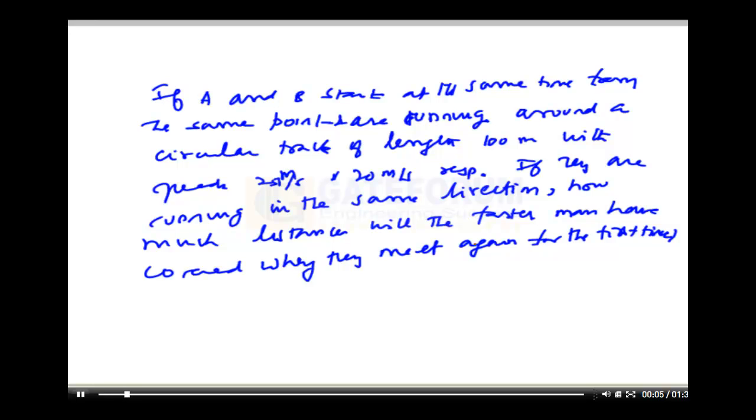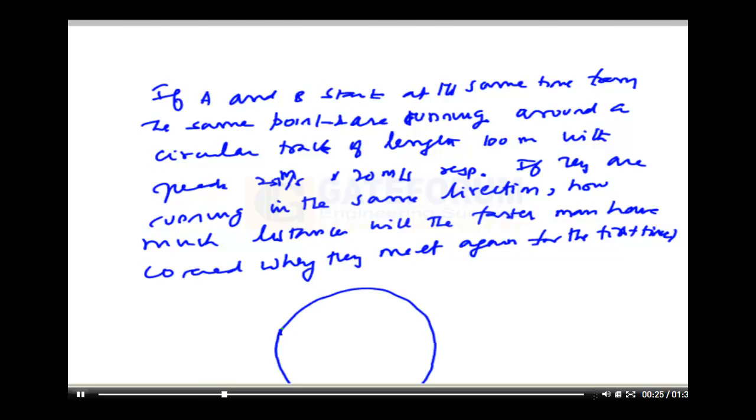Start at the same time from the same point and are running around a circular track of length 100 meters with speeds of 25 meters per second and 20 meters per second. If they are running in the same direction, how much distance will the faster man have covered when they meet again for the first time?